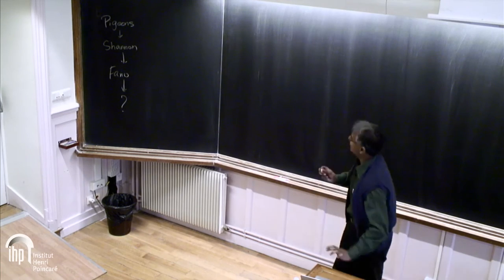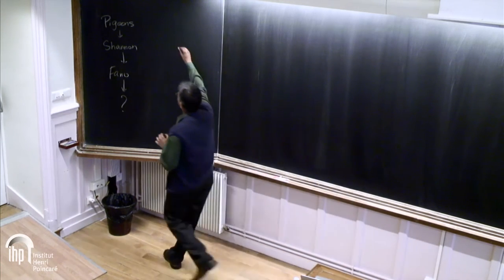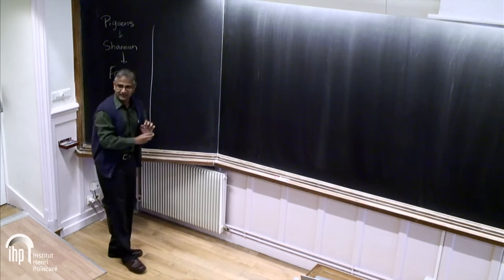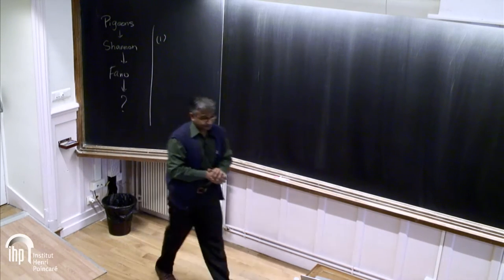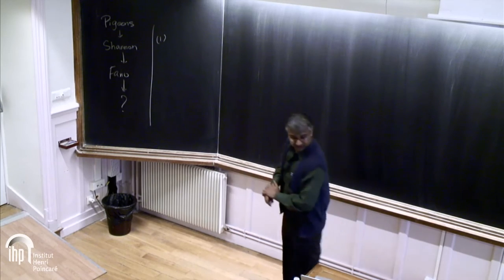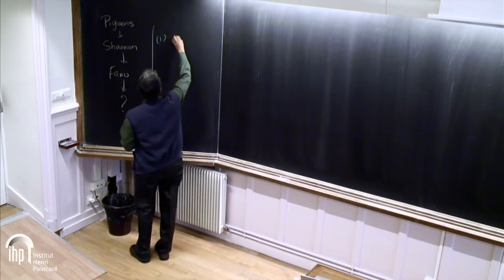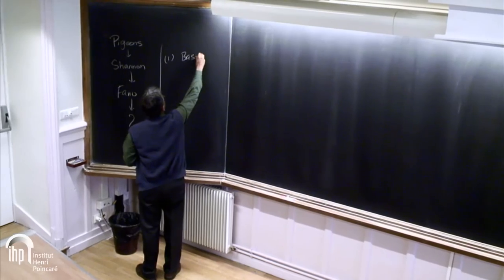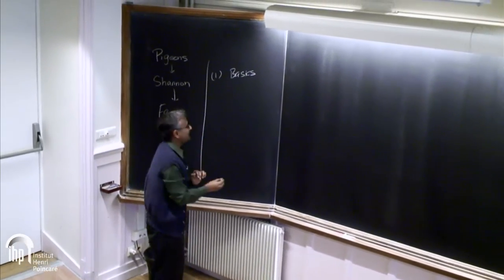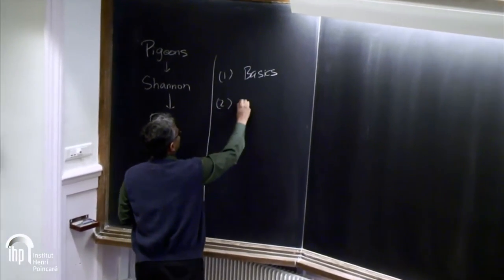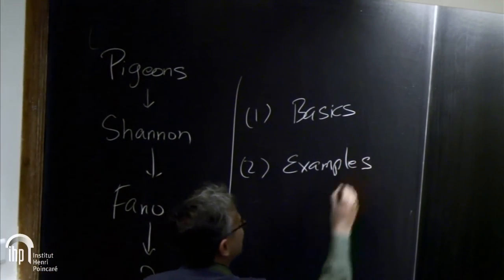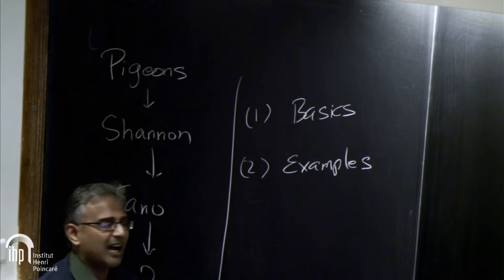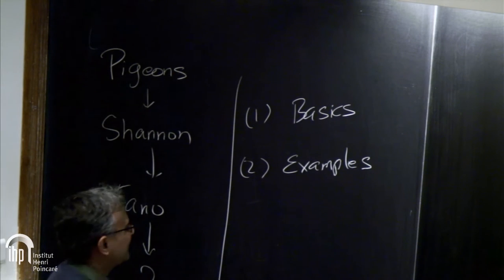And I should mention, before I start, a bit of an outline: this is a three-part lecture in four parts. So part one will be sort of basics, from pigeons to Fano per se. Part two, I'll work on some examples. So non-trivial, at least two examples that I want to talk about that illustrate how it gets used in different contexts in different ways.